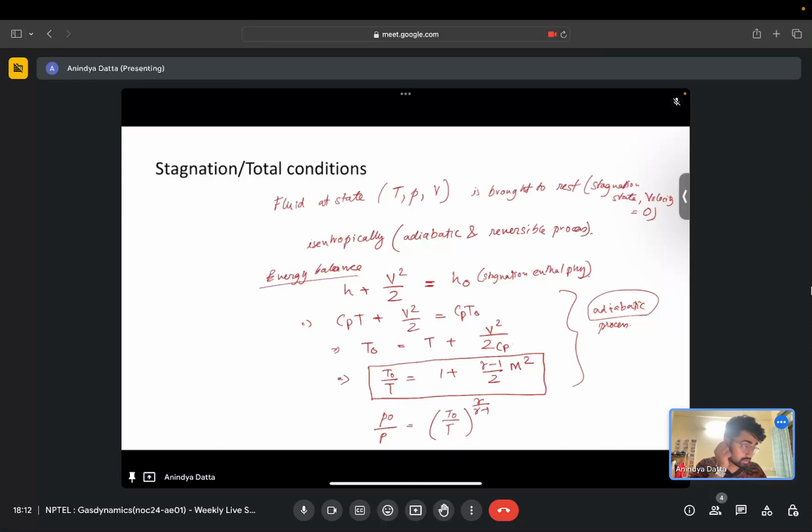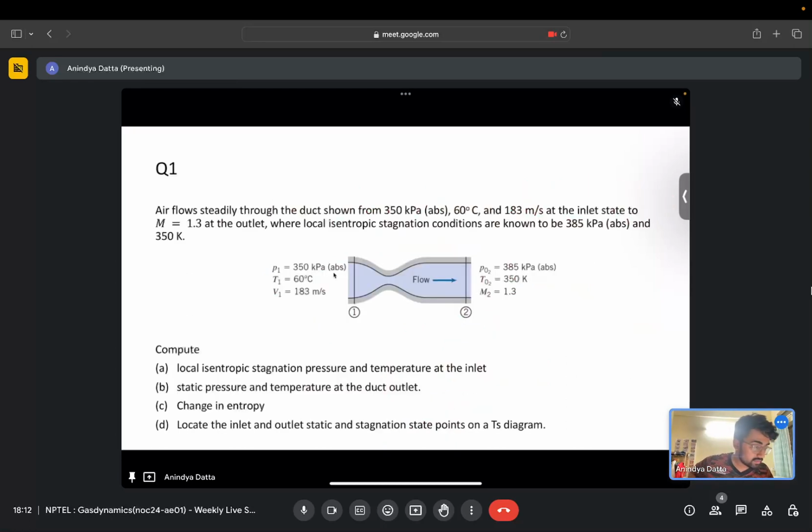So let's start with the first problem. Here we have air flowing steadily through a duct, and the schematic of the duct is shown. It looks like a CD nozzle. You have a converging section, then a small constant area section called the throat, and then a diverging section.